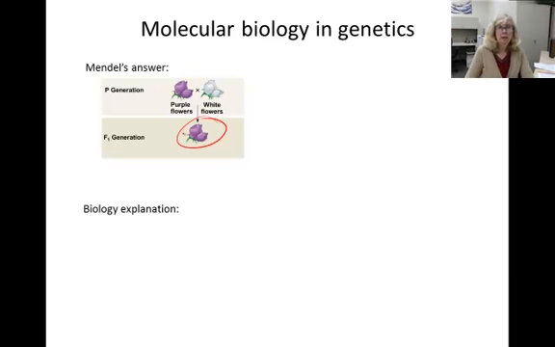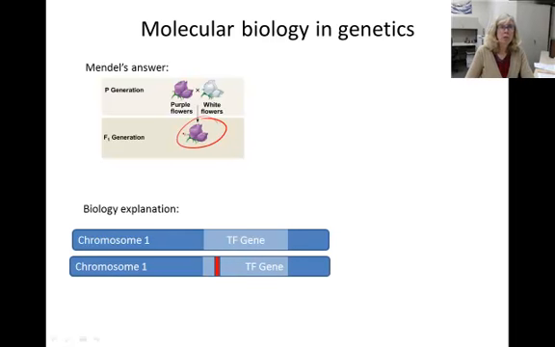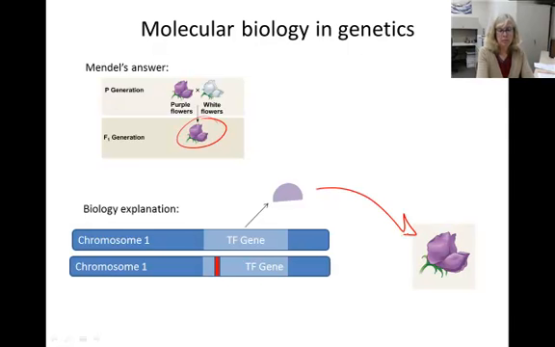And here's the biological explanation. When a pea plant receives a working gene from one parent and a mutant non-functional gene from the other parent, the working gene produces enough transcription factor to turn on the anthocyanin-making gene, which makes a purple flower with plenty of pigment.